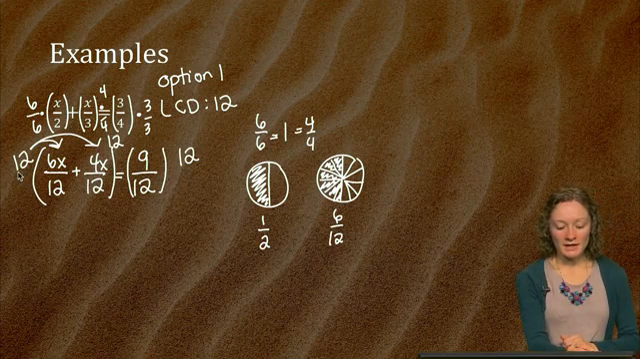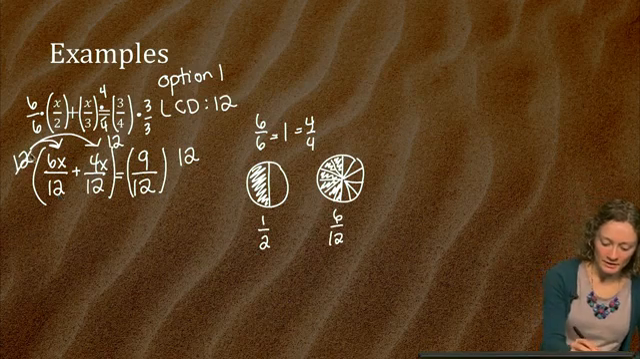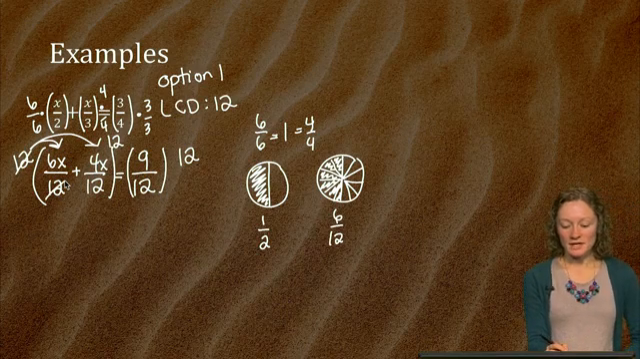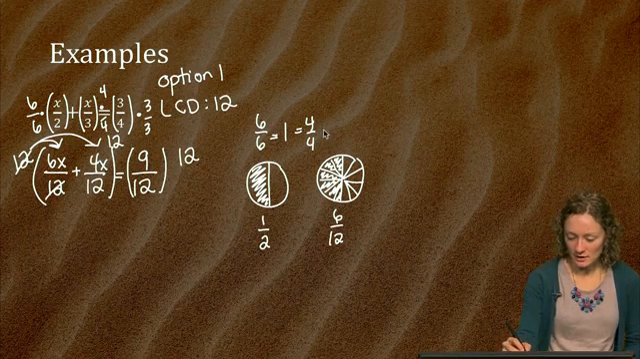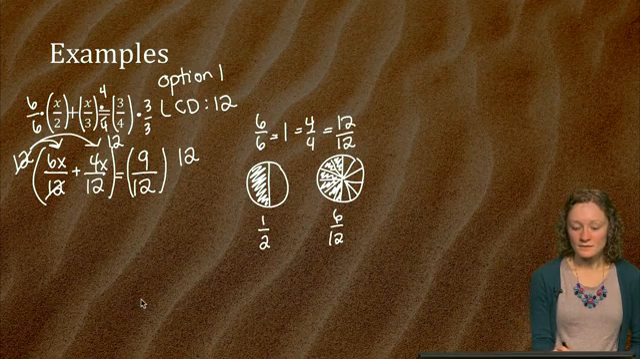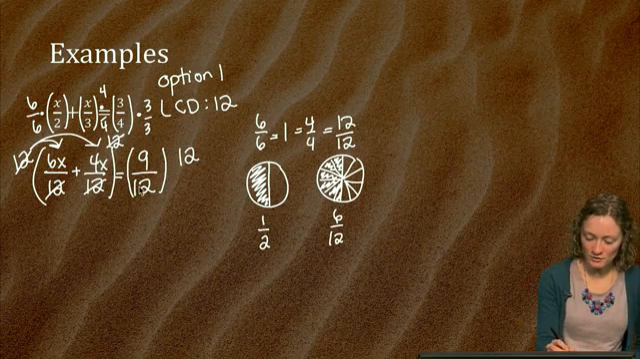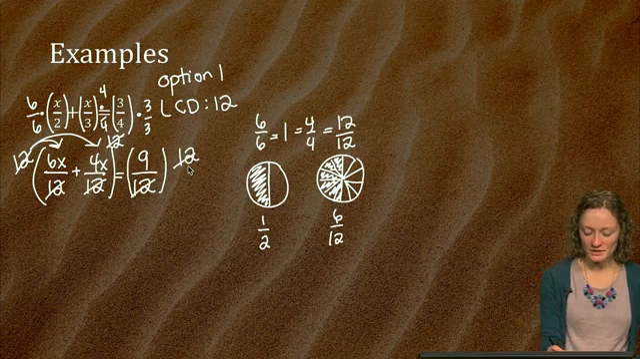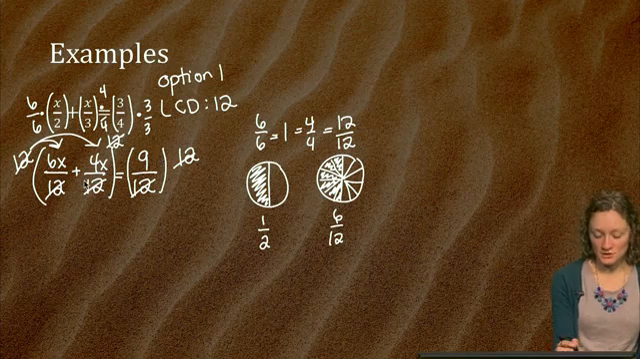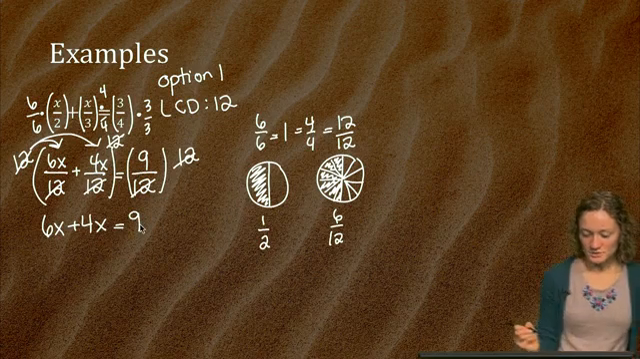If we multiply something by a fraction with the same denominator, those numbers cancel out or essentially break down to 1. So then we're multiplying by a form of 1. So this 12 and this 12 will cancel, this 12 and this 12 will cancel, and we're left with just these numerators. 6x plus 4x equals 9.